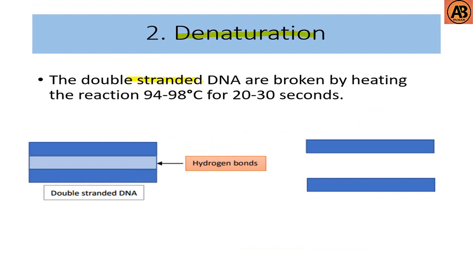Then second step is denaturation. The double stranded DNA is broken by heating the reaction to 94 to 98 degrees centigrade for 20 to 30 seconds. Here we can see that double stranded DNA is broken by heating.